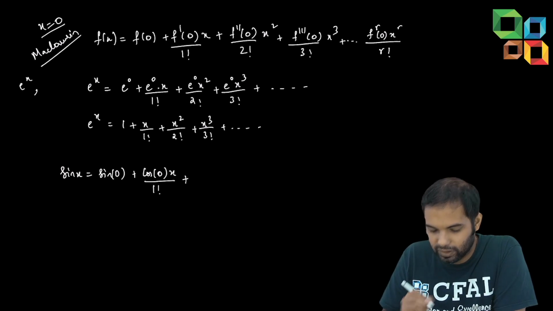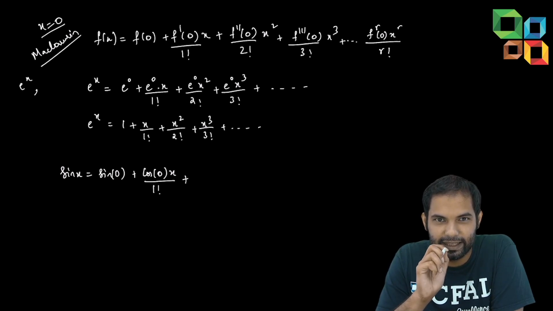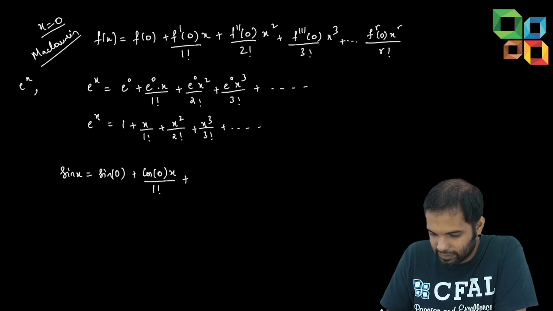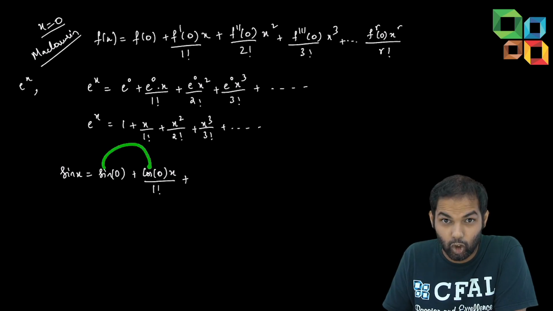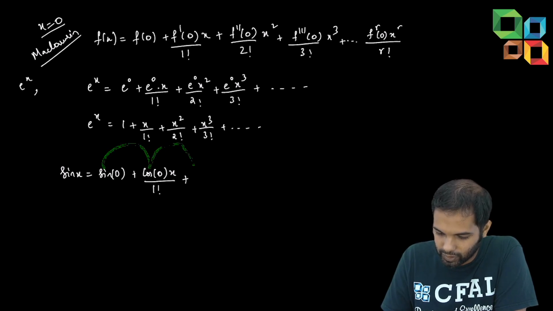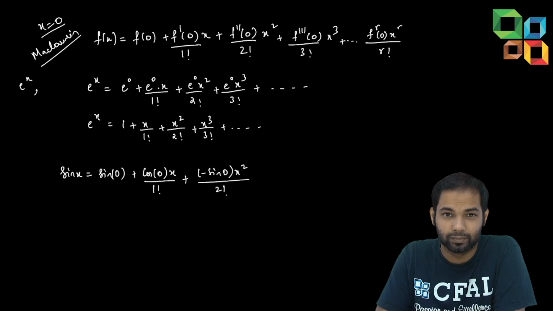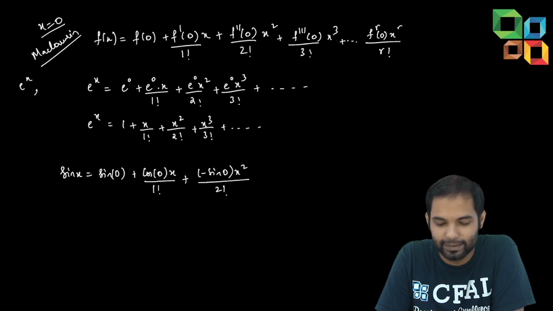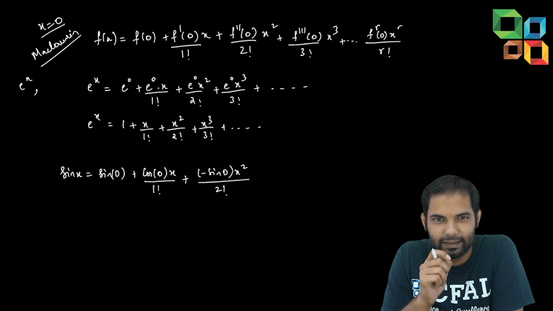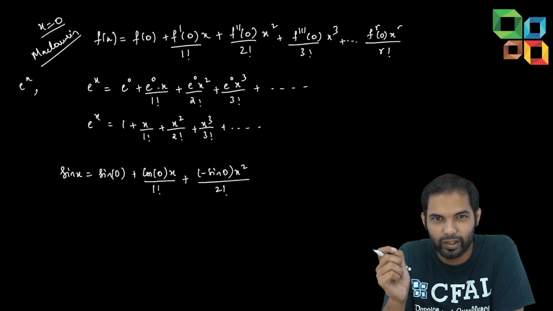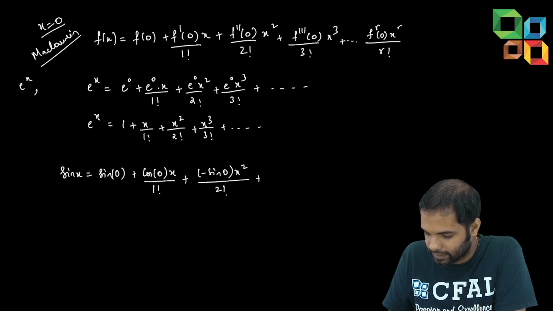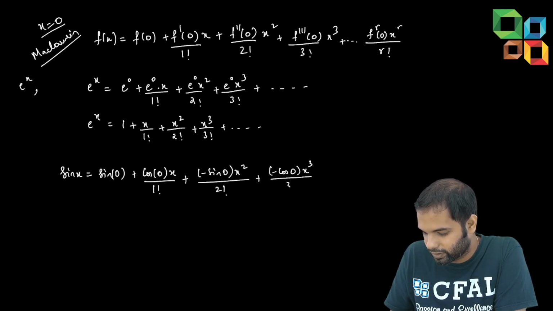Next term, f double dash, that means second derivative. Sine's derivative is cos, cos's derivative is minus sine. So it will be minus sine 0 into x square by 2 factorial. Next term, we got minus sine x, so the derivative of minus sine x is minus cos x. So it will be minus cos 0 into x cube by 3 factorial.